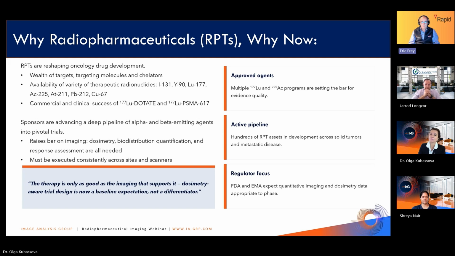So this is kind of a unique time in the history of radiopharmaceuticals. There's a wealth of targets and targeting molecules and chelators. There's a bunch of radionuclides that are now available. This is a partial list of them. And in addition, there's the clinical and commercial success of lutetium-177 dotatate and PSMA-617 that have led a lot of sponsors to bring a lot of new agents to trials. And the combination of all these things, the new radionuclides and all these trials, has raised the bar on imaging. There's a need in these trials for dosimetry, biodistribution quantification, and response assessment. And as Jared said, there's a need to do that consistently across different sites and different scanners. So the next slide, please.